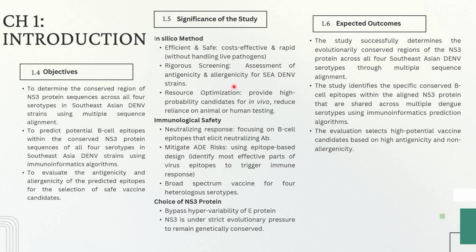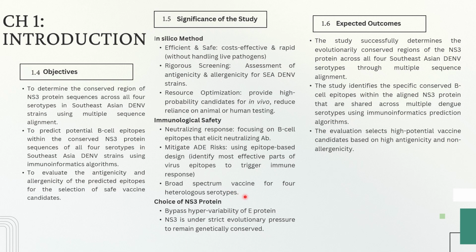The core of the significance of my study is actually immunological safety. By focusing on the B-cell epitopes, we can find the epitopes that elicit neutralizing antibodies, which are the first line of defense that physically block the viral entry. This way, we can mitigate ADE risk by identifying only the most effective parts of the virus, and we can exclude the regions that trigger the harmful responses.